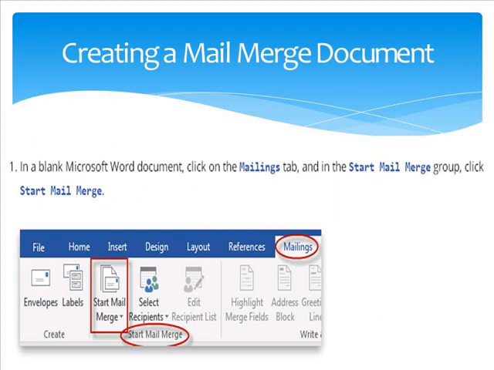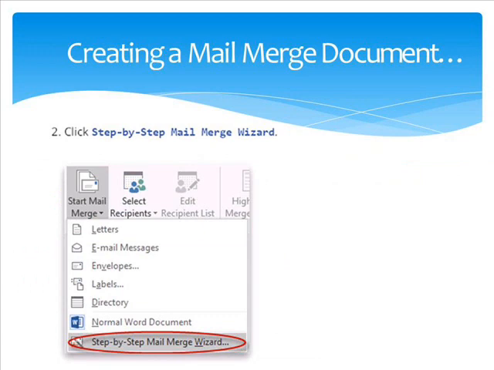Creating a mail merge document. Now I will tell you the step-by-step procedure how to perform mail merge. First, in a blank Microsoft Word document, click on the Mailings tab, and in the Start Mail Merge group, click Start Mail Merge. When you click on the Start Mail Merge button, a pop-up menu will appear. From there you have to select Step by Step Mail Merge Wizard.